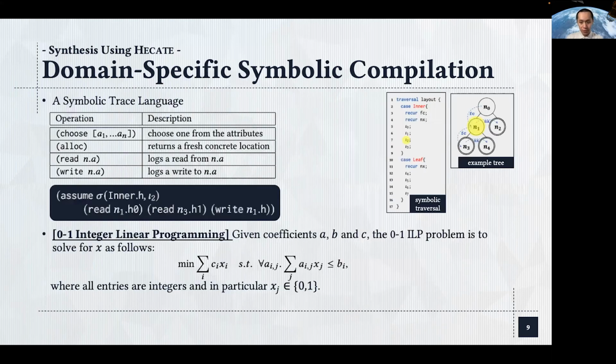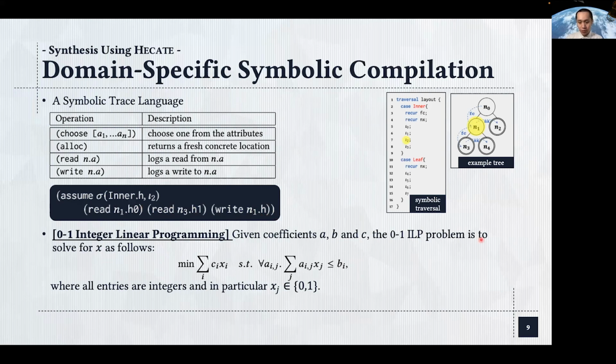For the convenience of a symbolic compilation, we design a symbolic trace language that captures the core data dependencies incurred during the execution of a traversal over a given tree. For example, if you want to schedule attribute H at slot tau 2 for node N1, you need to first read the attribute H0 and then read the attribute H1. And eventually you write back to the attribute H1 in N1.